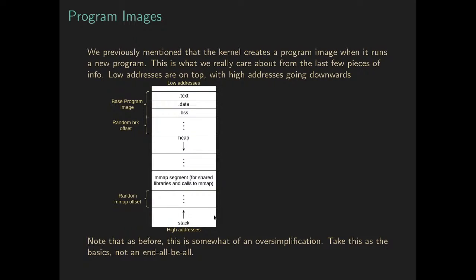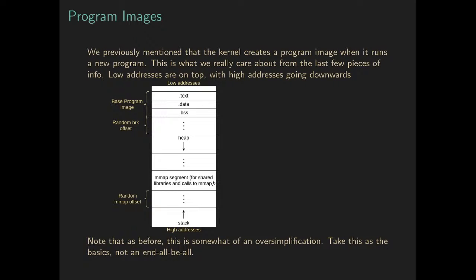And then at the very bottom, we have the stack, which grows from high address to low address. And you have the heap, which grows in the opposite direction. And then you have some mmap stuff in the middle. Let me emphasize that the top is from low to high.